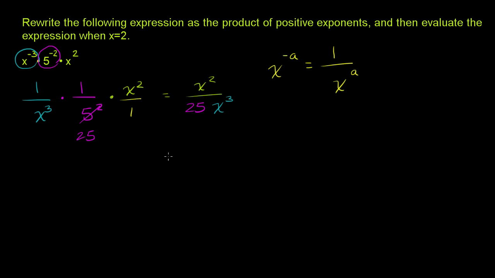And then we can simplify this even more because both the numerator and the denominator are divisible by x squared. x squared divided by x squared is 1. x to the third divided by x squared is just going to be equal to x.